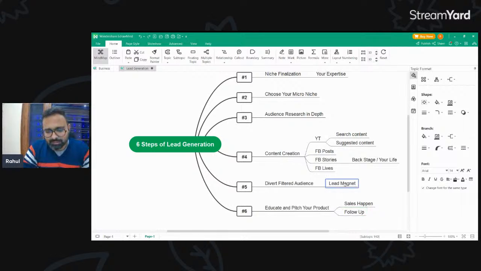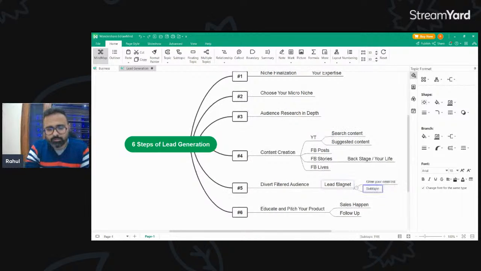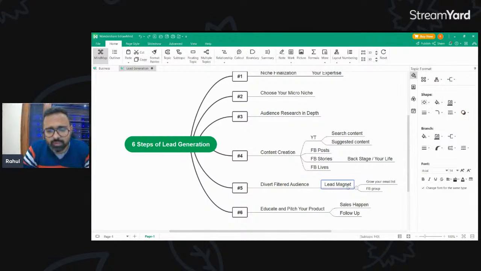And here, the lead magnet portion, this is where you grow your email list. This is the stage where you take emails from people and start building your email list, or you can even have a Facebook group, start bringing people towards your Facebook group. And these two things help people, you actually nurture them here. If somebody is not able to understand your product or is not able to relate with you at this particular point of time, you got to give the person sufficient time to engage with you.